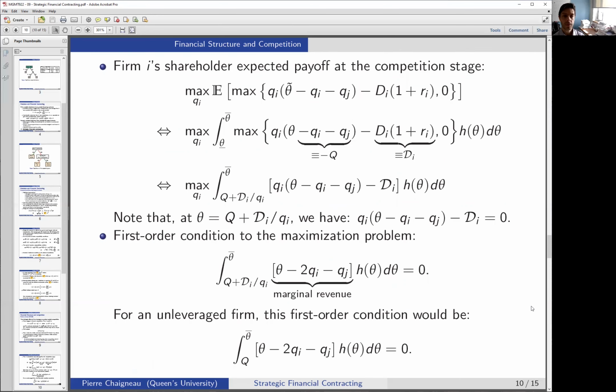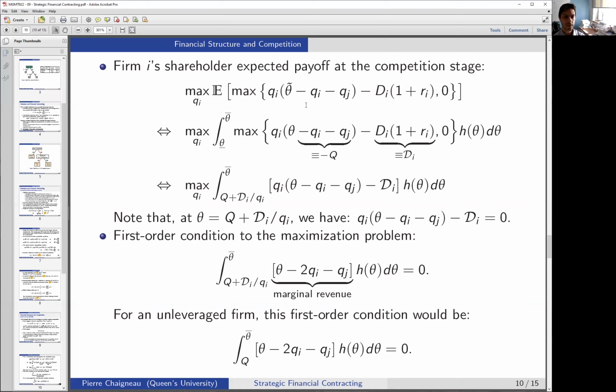Okay, so now let's take the perspective of the economic agent who is actually making decisions in firm I, and this is firm I's shareholder. Of course, the perspective of the shareholder of firm I is going to differ from the perspective of a hypothetical unleveraged shareholder. This is because firm I has taken on some debt and the shareholder is protected by limited liability. So that's going to have an effect on this shareholder's optimal decisions.